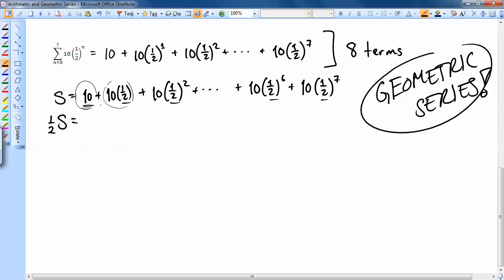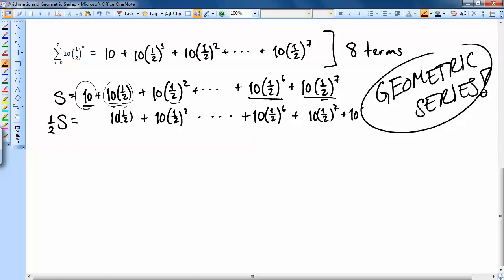So this term turns into 10 times a half, which I'm going to line up with this one. And then when I take a half and I multiply it by the second term, I'm going to get 10 times a half squared. And if I keep that process going, when I multiply 10 with the half to the 5th, I'm going to get 10 times a half to the 6th. And then when I multiply this one by a half, I'll get 10 times a half to the 7th. And then when I multiply the last term, I'll get 10 times a half to the 8th.